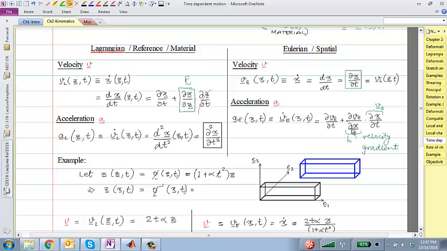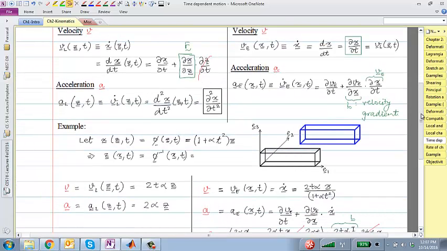So the chain rule just tells me that acceleration in the Eulerian configuration can be written as the rate of change of velocity, taking only partial derivatives with t, plus the velocity gradient times the Eulerian velocity. So this kind of expression comes in very handy when you need to take time derivatives of quantities. So I wish my mouse would work here, but it's not going to cooperate. Okay, so let's take an example here.